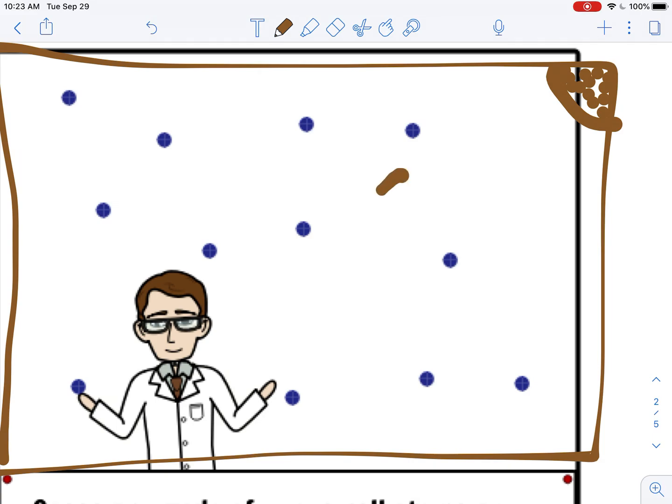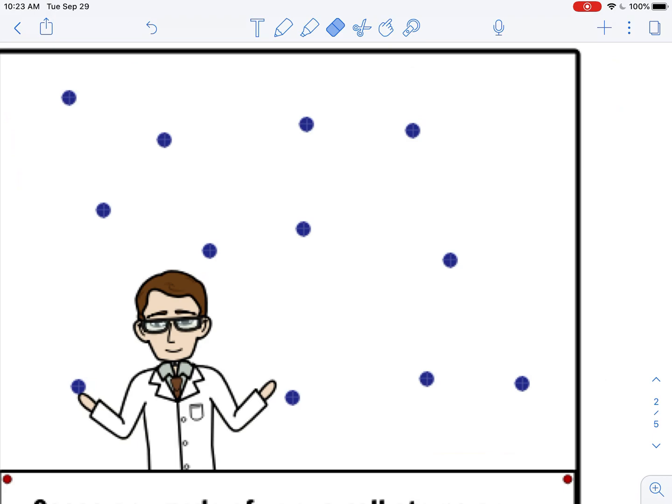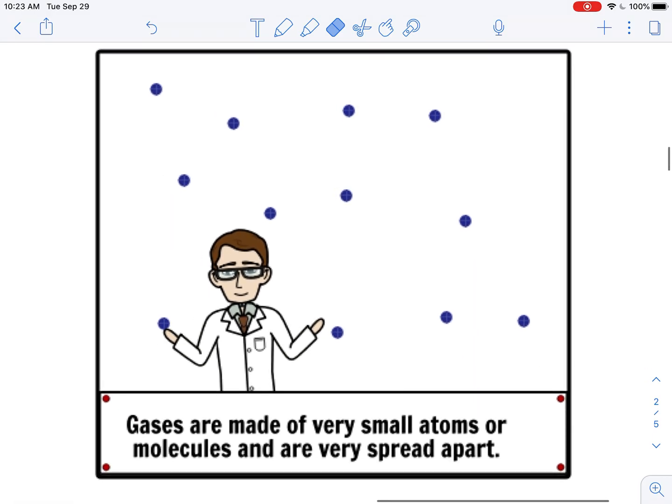Most of this container here is empty space, which is the whole idea of how gases work. So again, that's not tremendously controversial, although it is going to get us into trouble in some circumstances. But gases are made of very small particles that are very spread apart. That's the basic idea here.